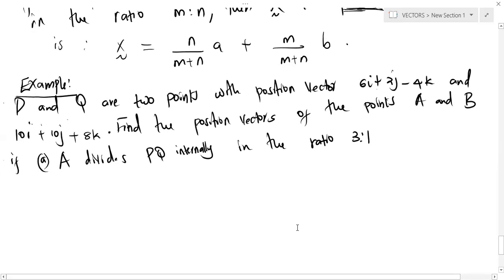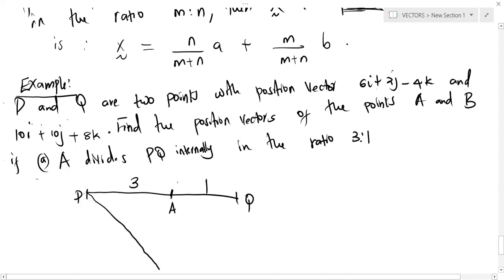Now, P and Q are 2 points with position vectors 6i plus 2j minus 4k and 10i plus 10j plus 8k. Find the position vectors of the points A and B if A divides PQ internally in the ratio 3:1. Okay, let's have a rough sketch for that. So we have point P, and then we have point Q, and A divides PQ internally in the ratio 3:1. So we have point A, let's say here, dividing PQ in the ratio 3:1.